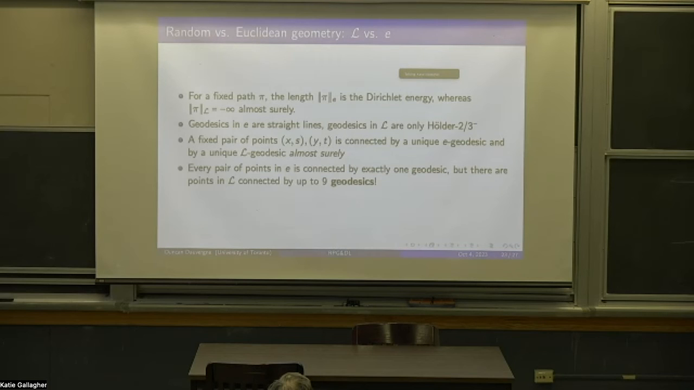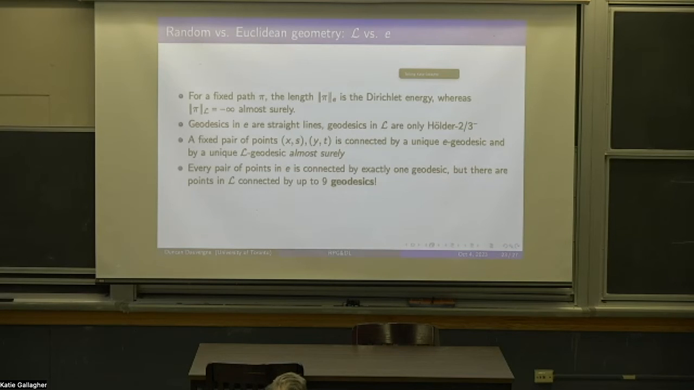So this is not true in L. Every pair of points in E is connected by exactly one geodesic, just like in the previous claim. But there are exceptional points in L connected by 1, 2, 3, all the way up to 9 geodesics. You see actually all of those possibilities, but they happen on rare sets.